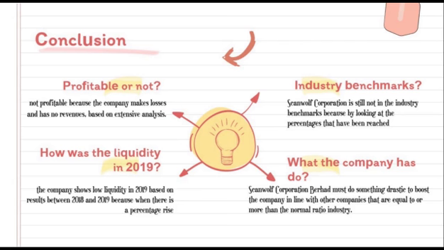In addition, Scanwolf Corporation is still not in line with the industry benchmarks because, by looking at the percentage that has been reached, such as the operating profit margin, Scanwolf Corporation is below the industry average because the company has an operating profit margin ratio of 0% relative to the industry average. The company's return on equity also has a weak ratio because the company has a 0% ratio, while the market average has a return on equity ratio of 3.88%. The Scanwolf business is doing a terrible job. Therefore, Scanwolf Corporation Berhad must do something drastic to boost the company in line with the other companies that are equal to or more than the normal industry ratios.